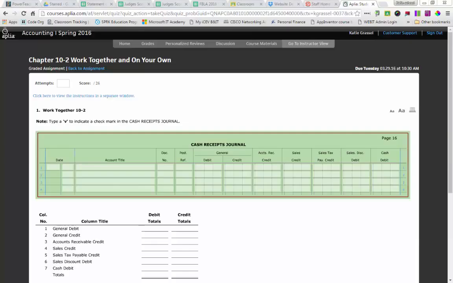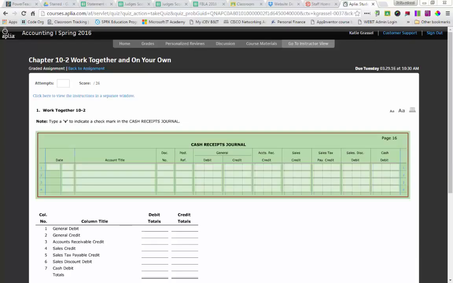We are looking at 10-2. 10-2 is dealing with our cash receipts journal. So if we look at our cash receipts journal, it looks very similar to what we had done before with our cash payments journal, except instead of having a cash credit column, we have a cash debit. And then the other aspect that we have here is you'll notice that we have a column here for sales. Sales here is a credit.